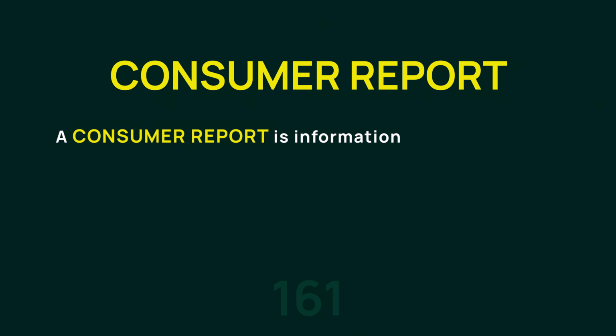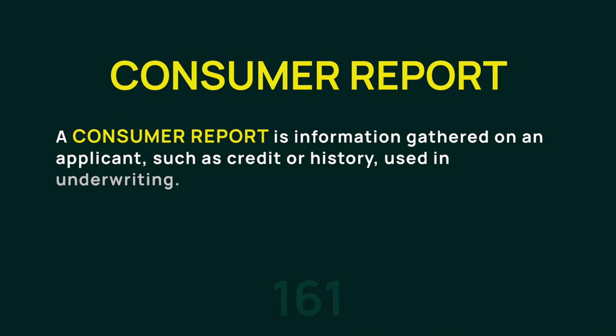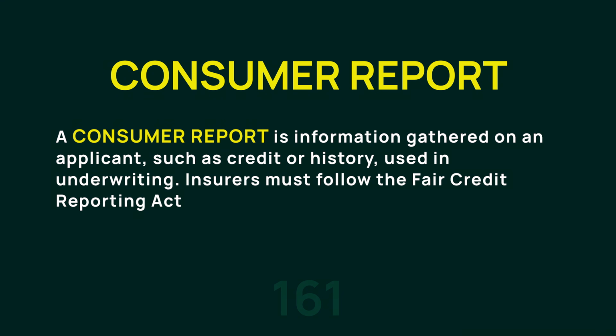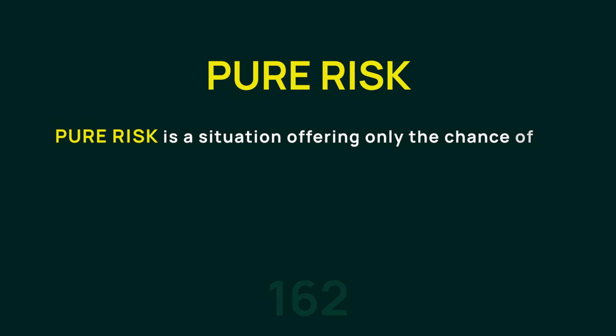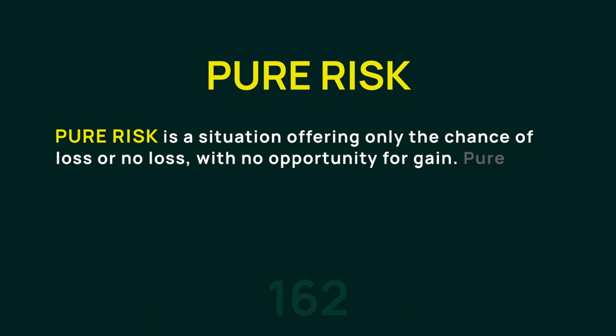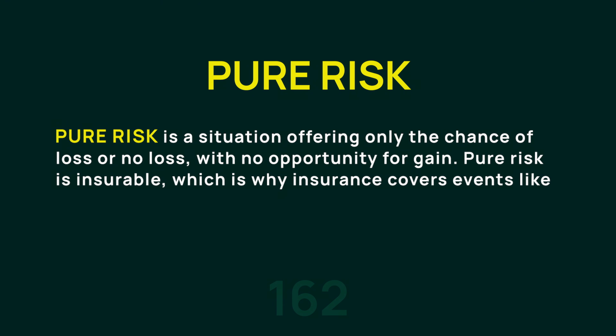Consumer report. A consumer report is information gathered on an applicant, such as credit or history, used in underwriting. Insurers must follow the Fair Credit Reporting Act when relying on a consumer report to make decisions. Pure risk. Pure risk is a situation offering only the chance of loss or no loss, with no opportunity for gain. Pure risk is insurable, which is why insurance covers events like fire, death, or accidents.